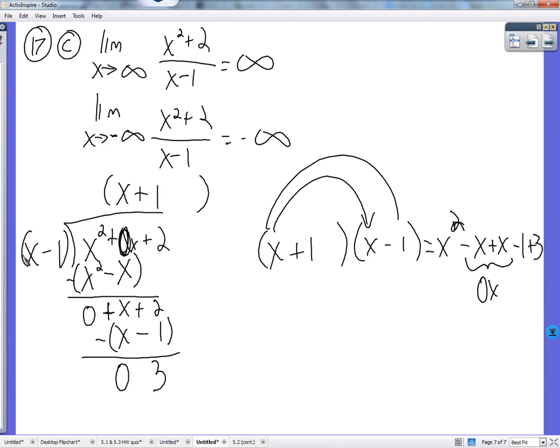Okay. So the only thing we could put right there that we could distribute to both of these things is 3 over x minus 1.